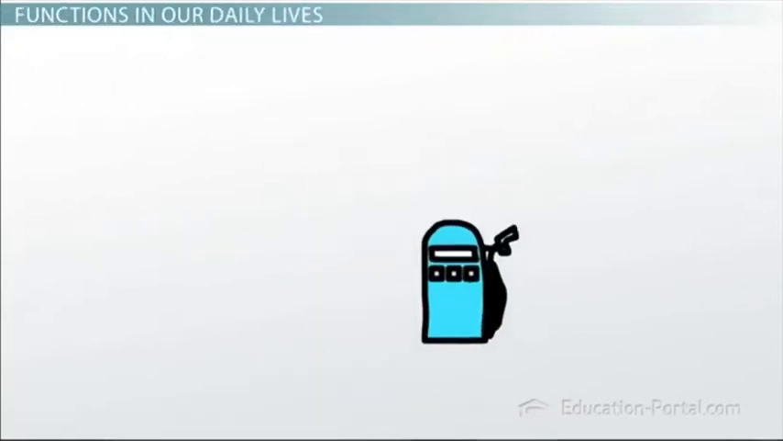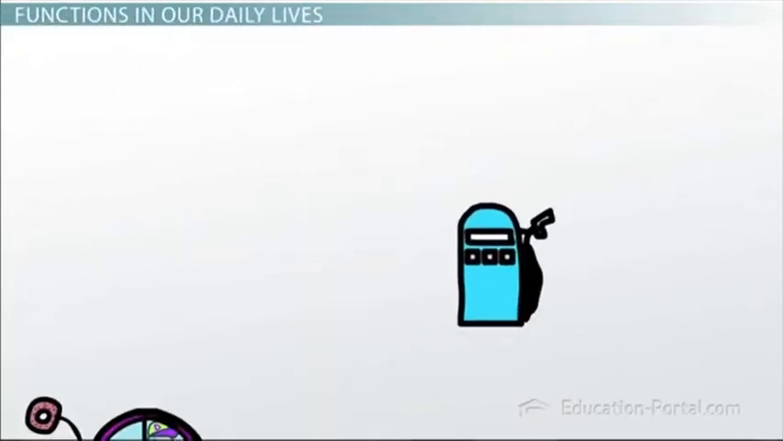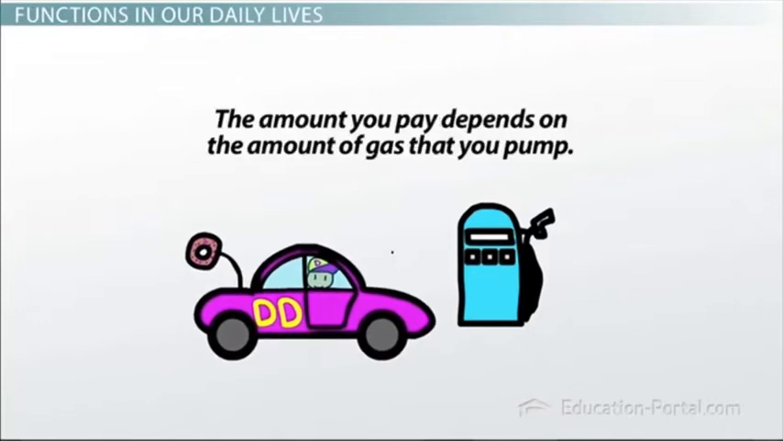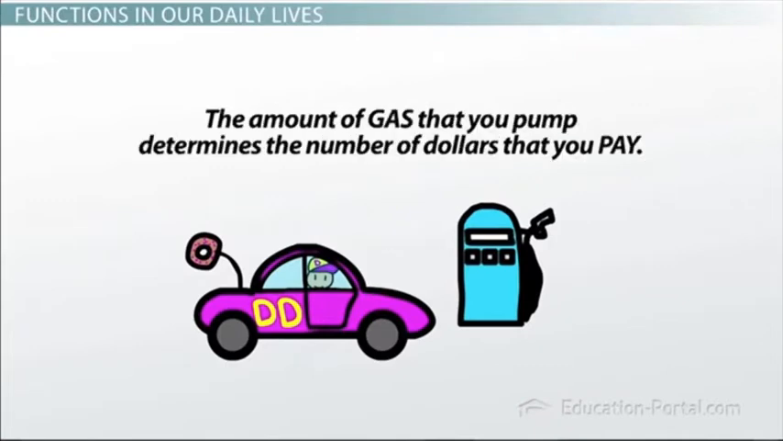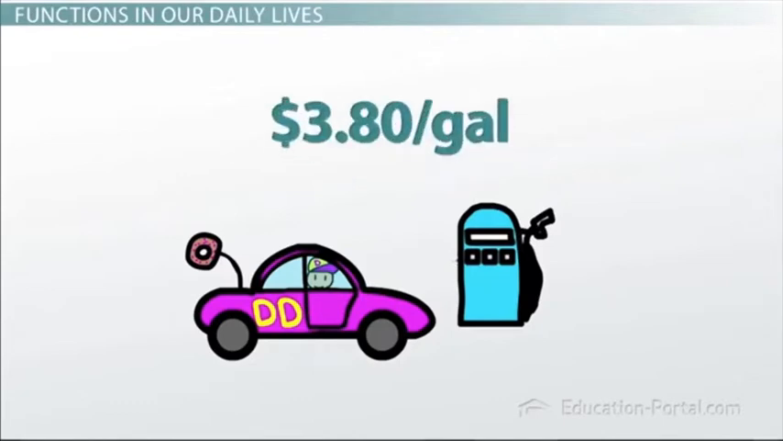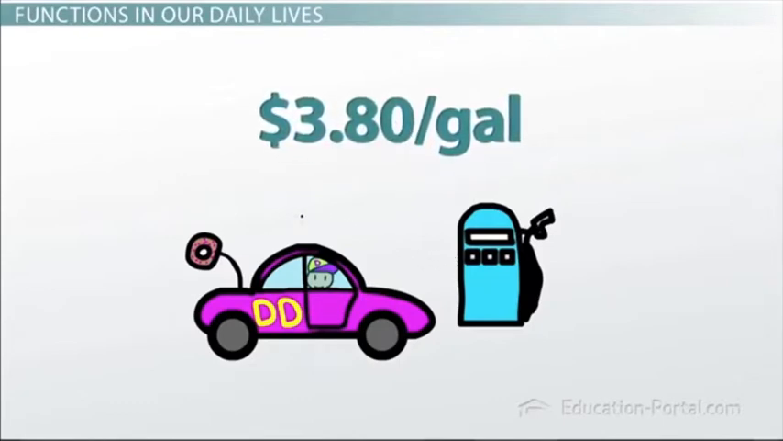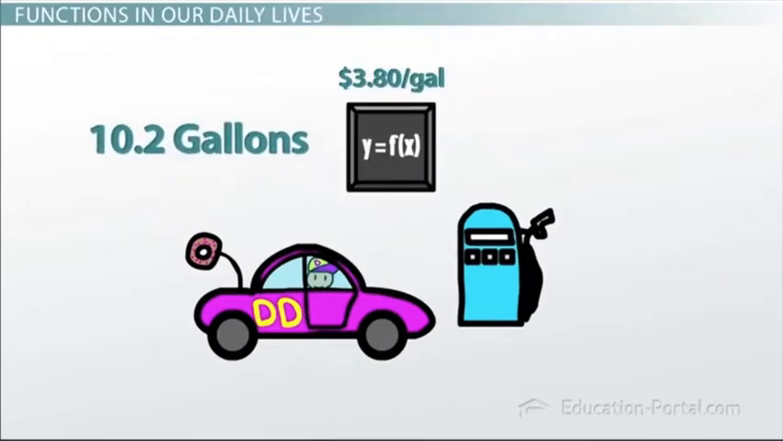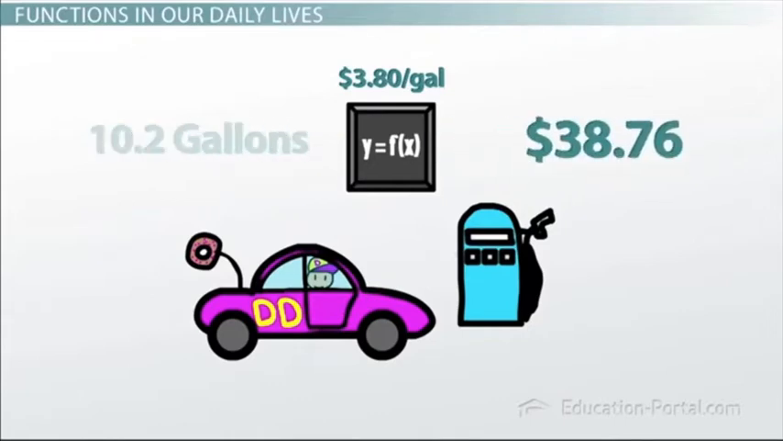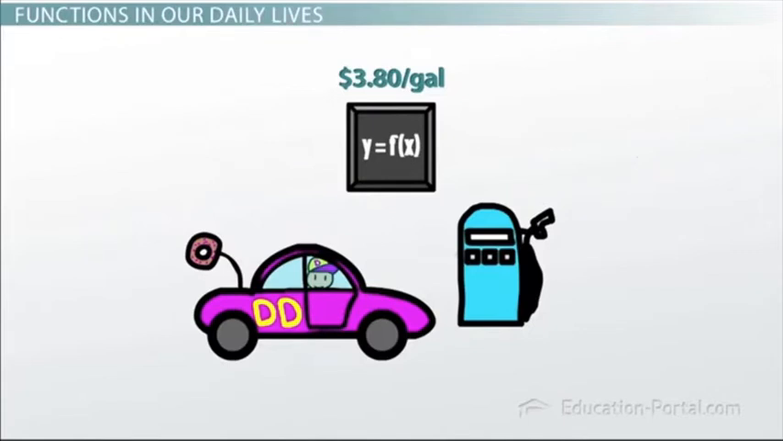For example, you use functions every time you go to the gas station. Here, the amount of money that you pay at a gas station depends on the amount of gas that you pump. To put it another way, the amount of gas that you pump determines the number of dollars that you pay. So let's say gas is $3.80 a gallon. If you're going on a long road trip, you might need, say, 10.2 gallons. If you pump 10.2 gallons and gas is $3.80 a gallon, the gas station is going to charge you $38.76. If you just ran across town and needed, say, 2.3 gallons, the gas station's only going to charge you $8.74.